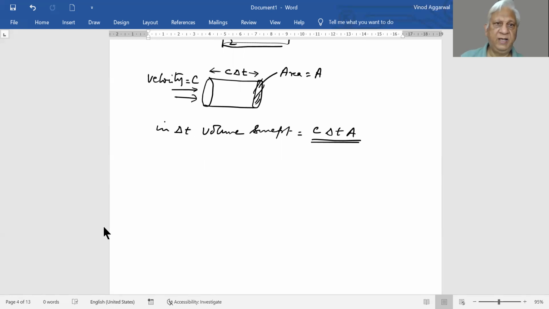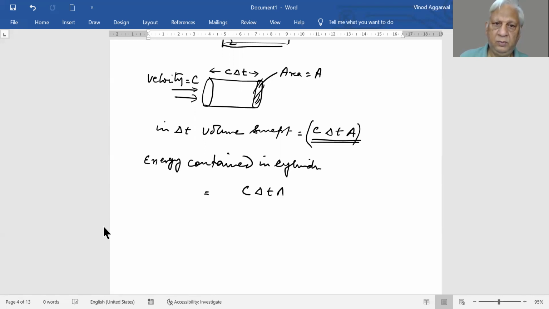And how much energy would it carry? It will carry this into the energy density. So the energy contained in the cylinder would be how much? This is the volume times the average energy density.